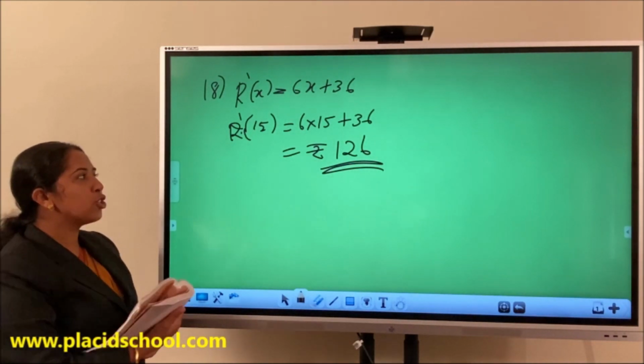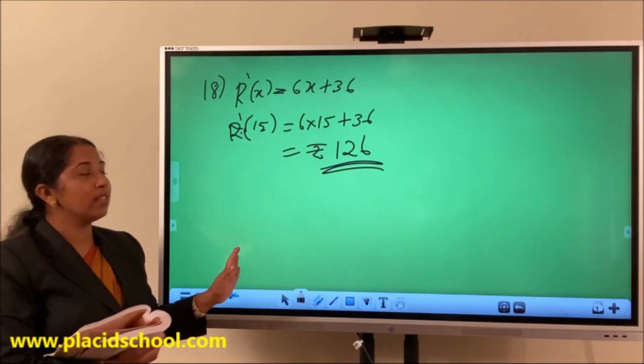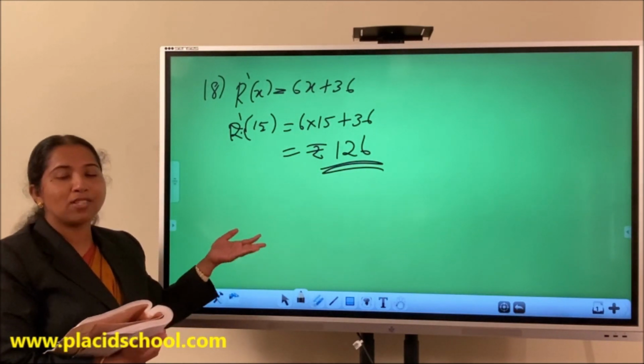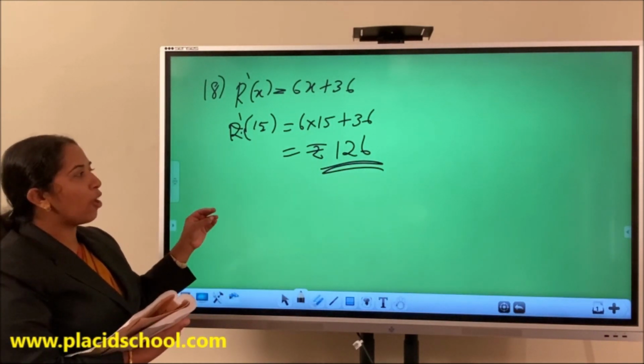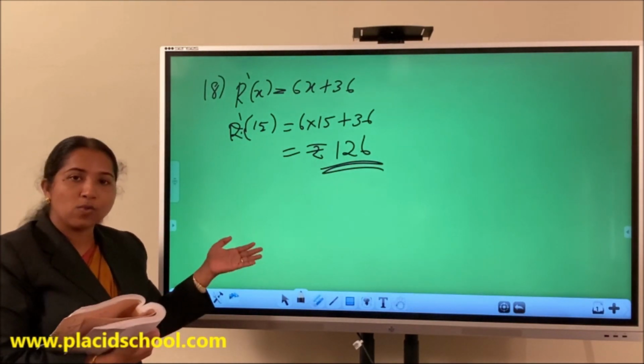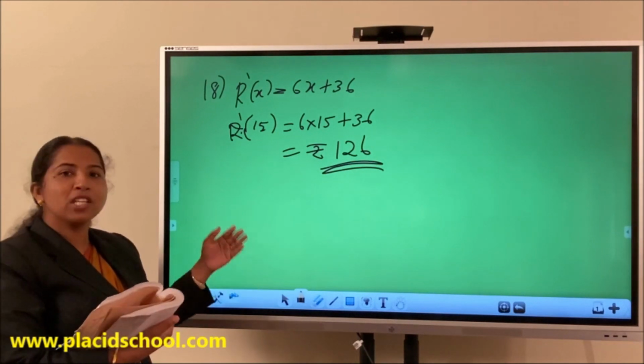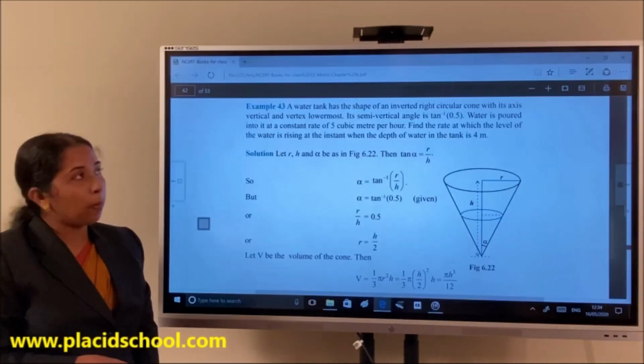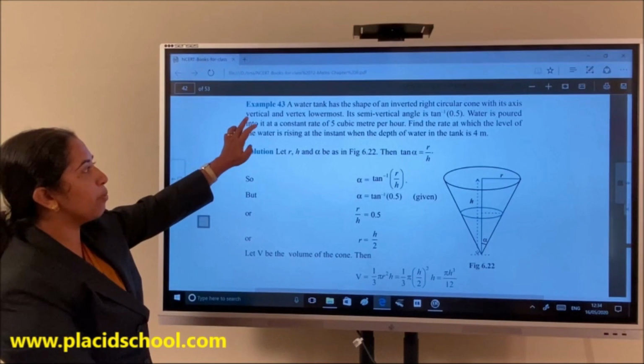Now I would like to complete all the questions from this section, that means rate of change of quantities. We have a few questions related to this section from miscellaneous worked out examples and miscellaneous examples. So we'll be moving on to that section. So we are moving on to example number 43.